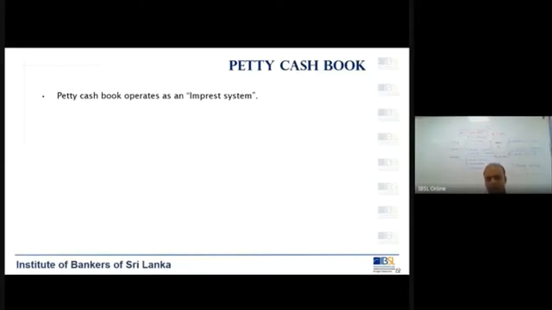Sometimes your photocopy machine is broken. You will want to make some photocopies, but your machine is not available, so you might go to a shop outside and get photocopies. The photocopies may cost you 100 rupees or maybe 200 rupees. This 100 or 200 rupees might have to be paid by way of cash. This payment of cash will happen through the petty cashier, not from the main cashier.